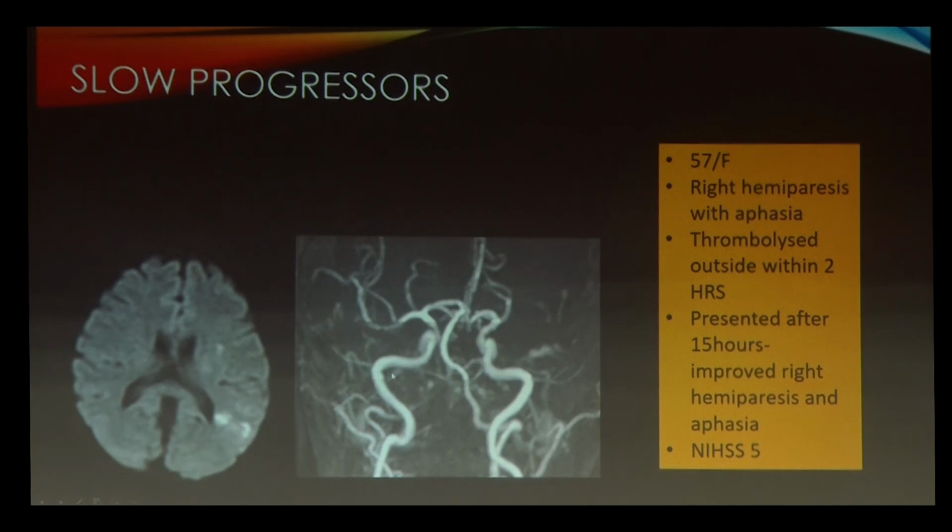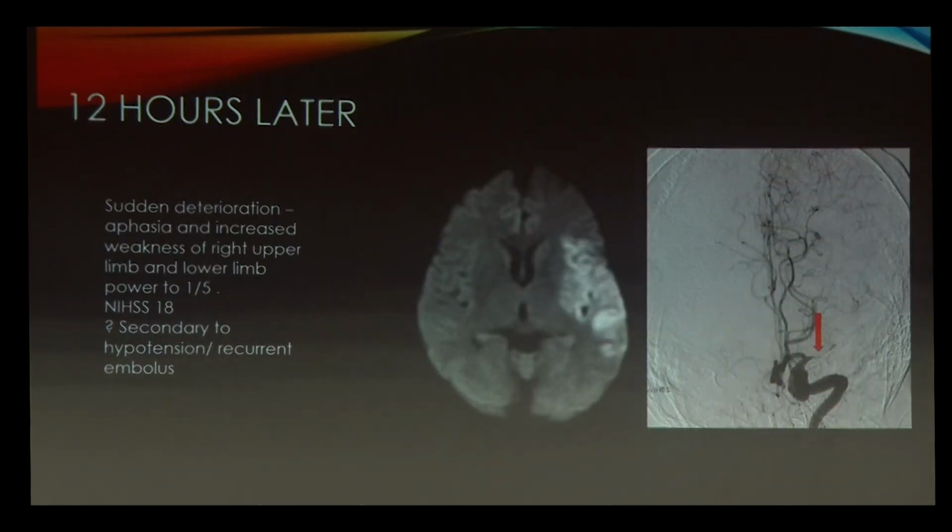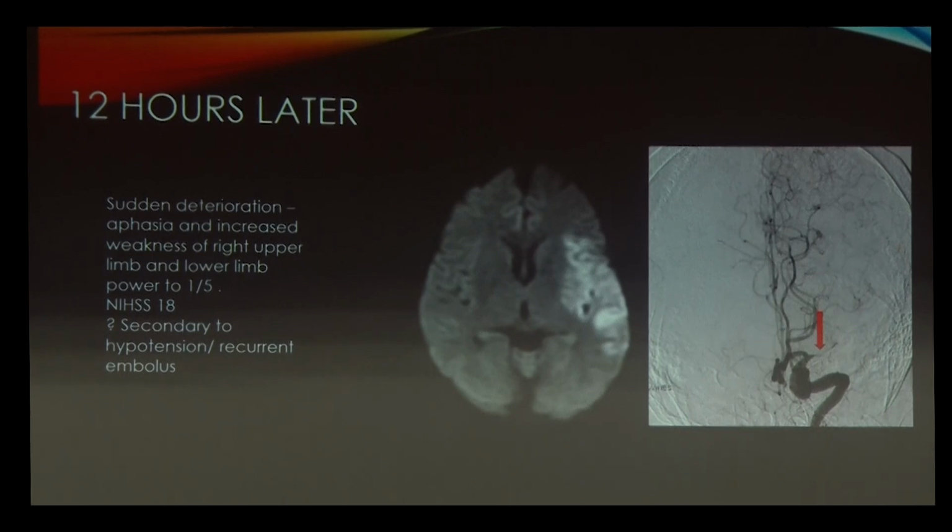So this is a 57-year-old female with right hemiparesis and aphasia, thrombolized outside within 2 hours, and the patient drastically improved after thrombolysis. Again, she presented to our casualty with worsening of symptoms 15 hours later. Her NIHSS was 5 after thrombolysis, and when she presented 15 hours later, there was sudden deterioration, aphasia, increased weakness in the right upper limb and lower limb. Power was back to 1/5, the pre-thrombolysis state, and NIHSS is 18 again. So probably another embolus has gone, or it could be secondary to hypotension also.